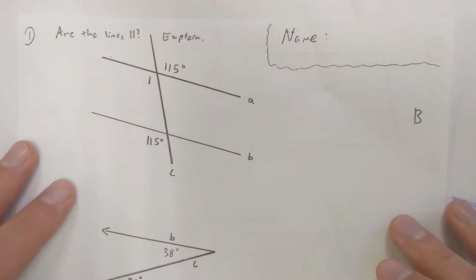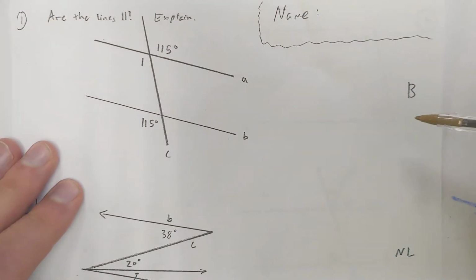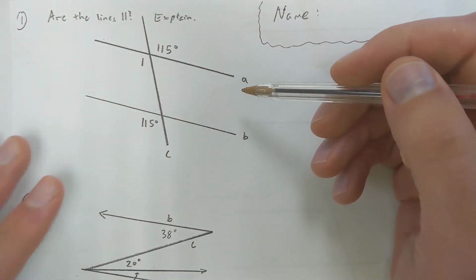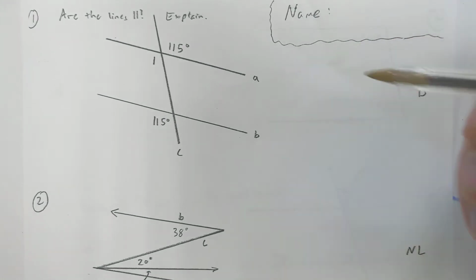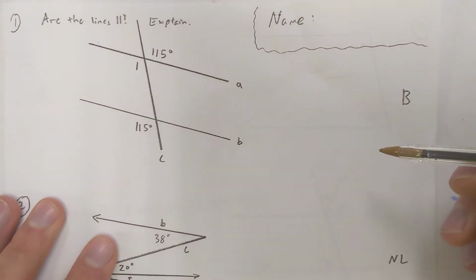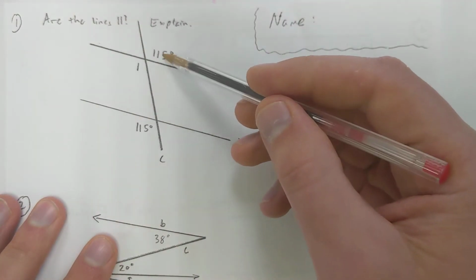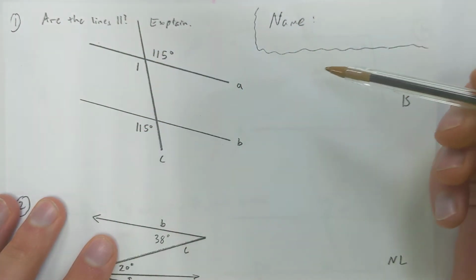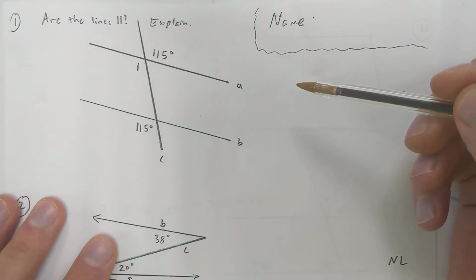So, are the lines parallel? Well, let's see here. We know the lines are going to be parallel if we've got some congruent angles or complementary angles, things like that. So the question is, are there any angle pairs on here that make these lines congruent? Well, it just happens there are. These are alternate exterior angles. So the lines do have to be parallel.